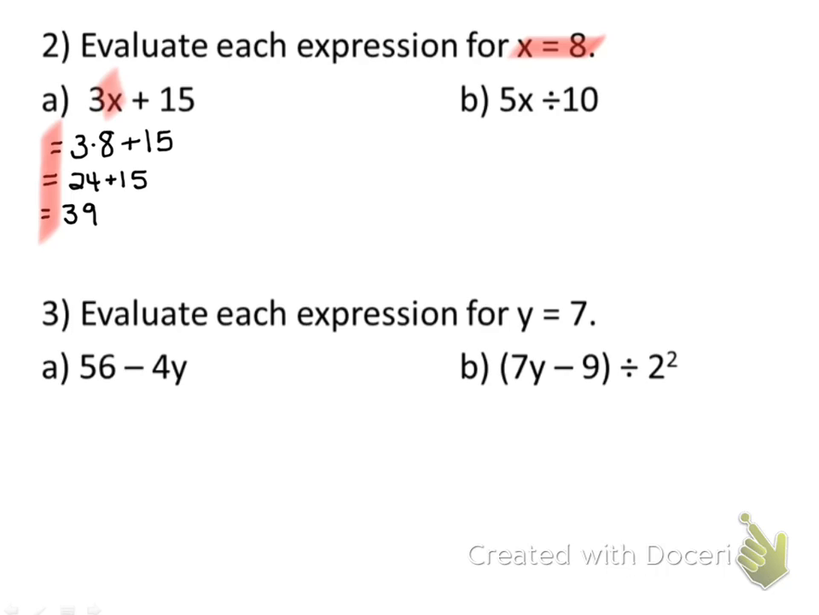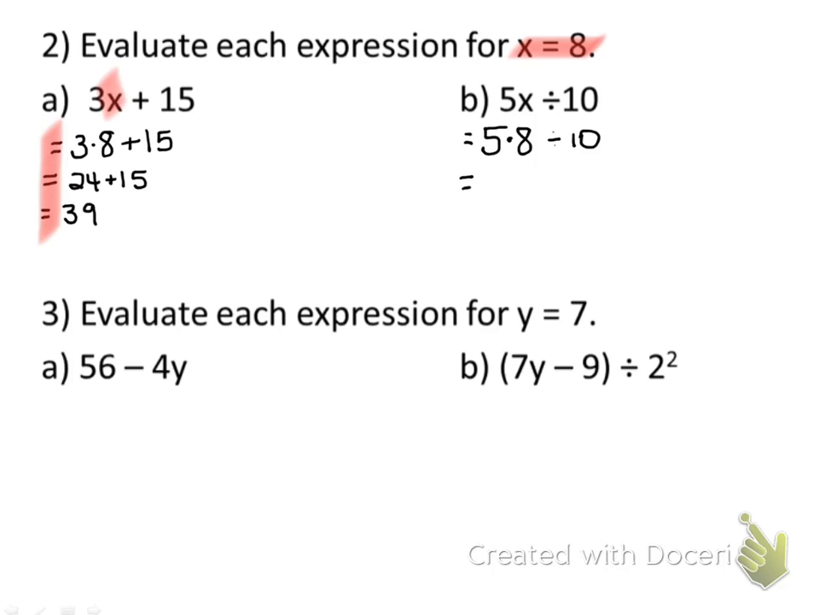Okay, let's do B together. We have 5x divided by 10. So I'm going to write an equal sign, and then 5. Now I can't just write 5, 8. I have to write 5 times 8 divided by 10.